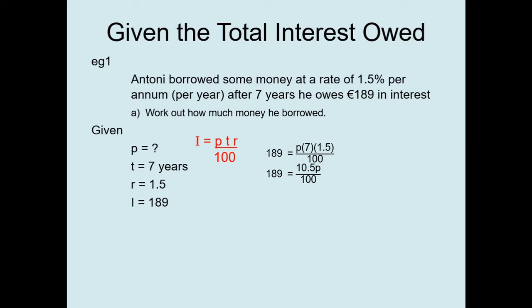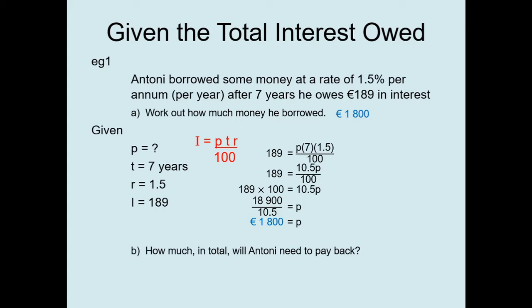Now to get that P on its own, right now it's being multiplied by 10.5 and divided by 100. So let's take the 100 to the other side and multiply. And then we'll take the 10.5 to the other side. Opposite of multiply is divide. So P must be equal to 1,800 euros. He must have borrowed 1,800 euros. But since it's taking him 7 years to pay it back at a 1.5% interest rate, he's going to have to pay back that 1,800 euros as well as the 189 euros interest.